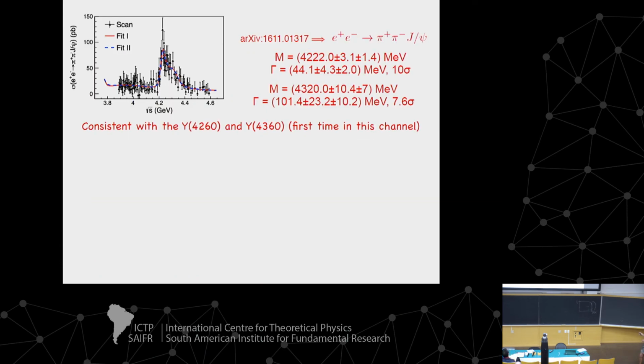Okay, we go on, and in 2016 they did another analysis in this other decay channel. And remember, this is the decay channel in which the Y(4260) was first observed. They saw two resonances here. The masses are these. And in this case, they say that they are consistent with the 4260 and 4360. And this is the first time that these states have been observed in this channel here.